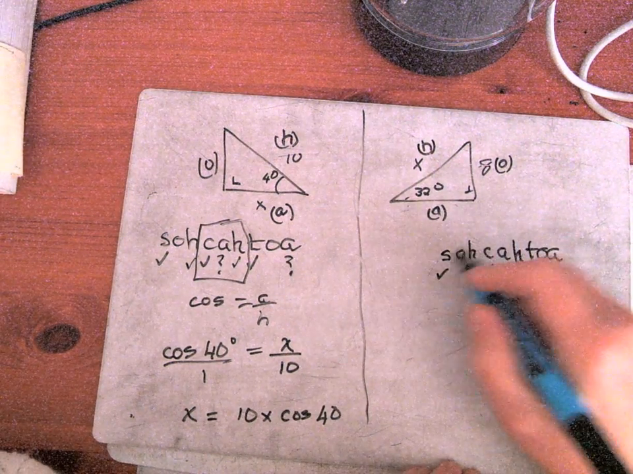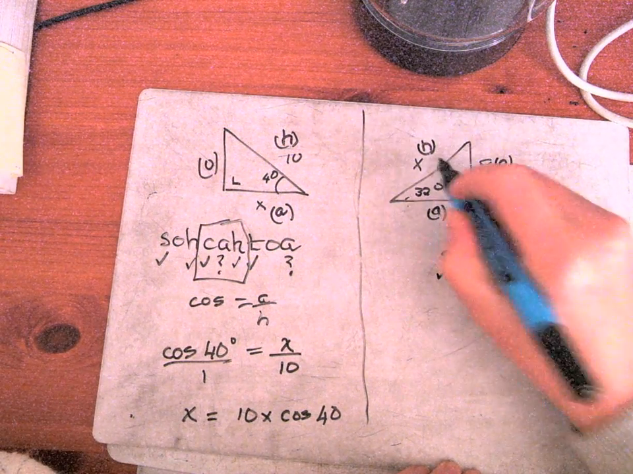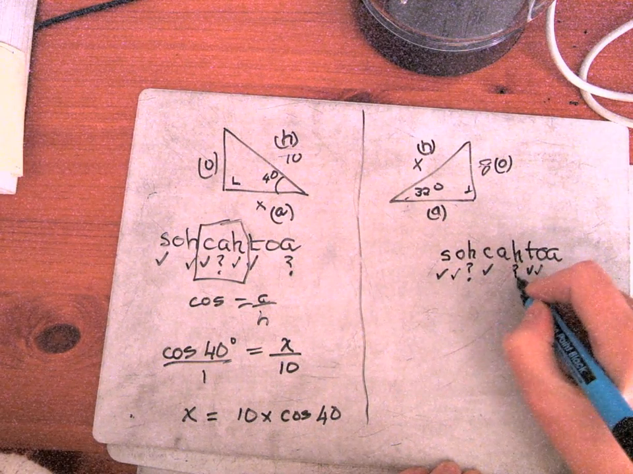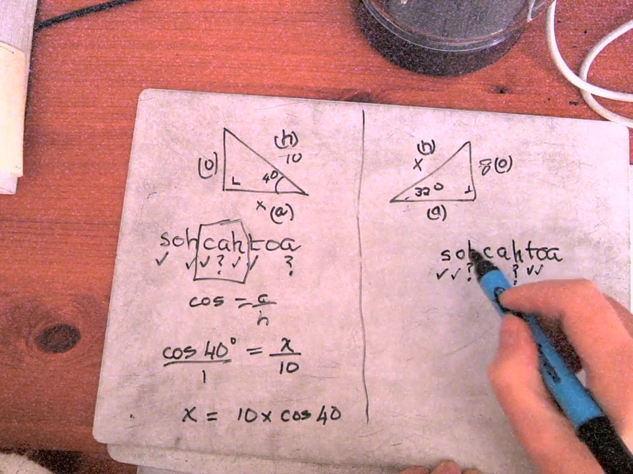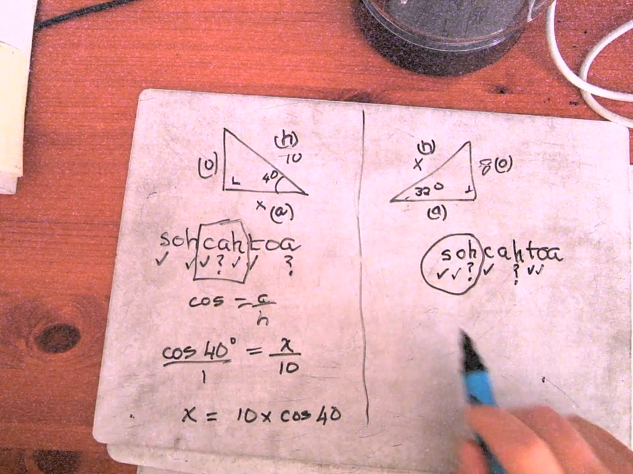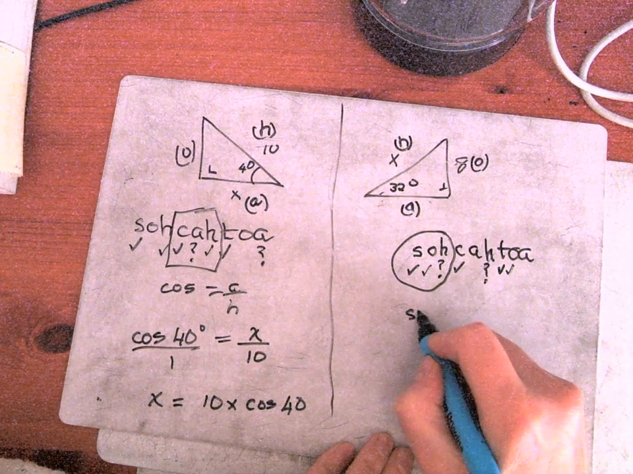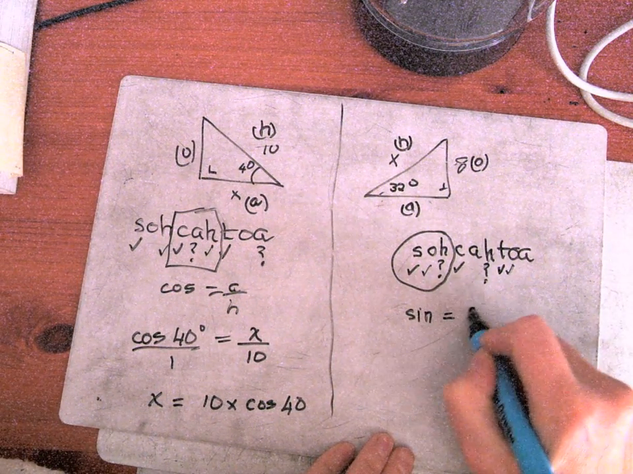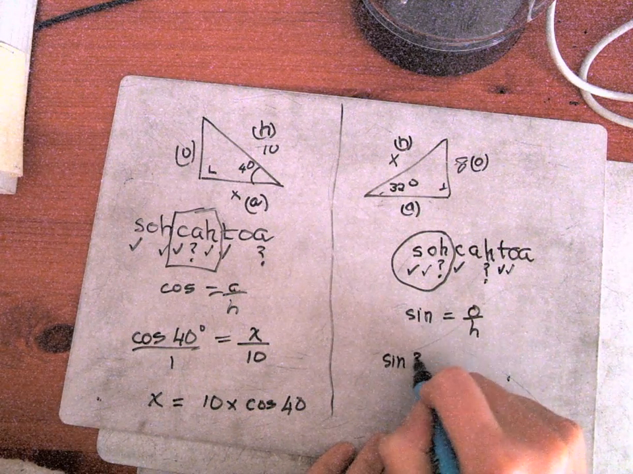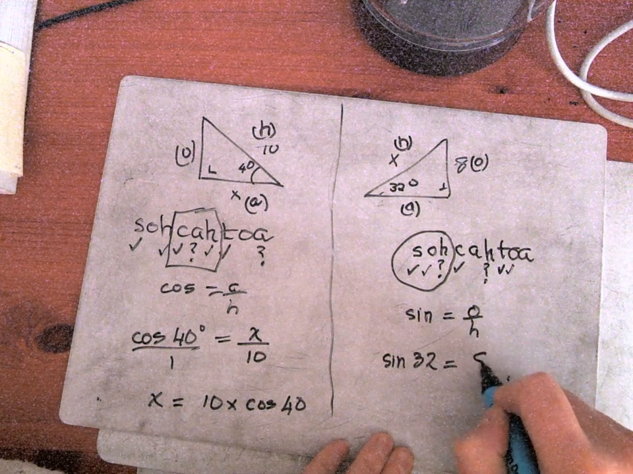I know the opposite, so I know O, and I'm looking for the hypotenuse. So I'm going to put a question mark on the hypotenuse. They don't tell me the adjacent, they don't ask me about the adjacent, so sine is the one where I have 2 ticks and a question mark. So sine equals O over H. So it has to be sine of the angle, sine of 32 equals O, which is 8, over h, which is x.